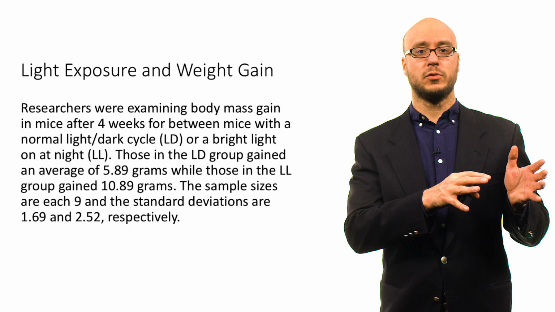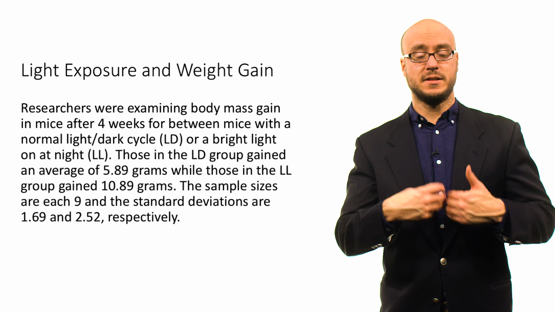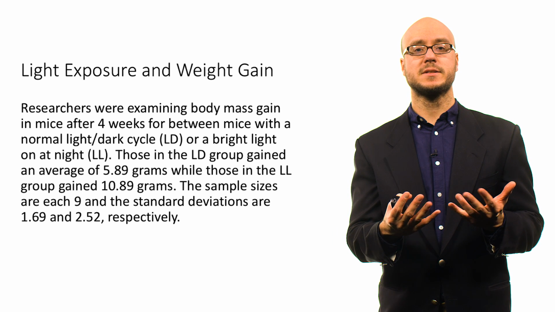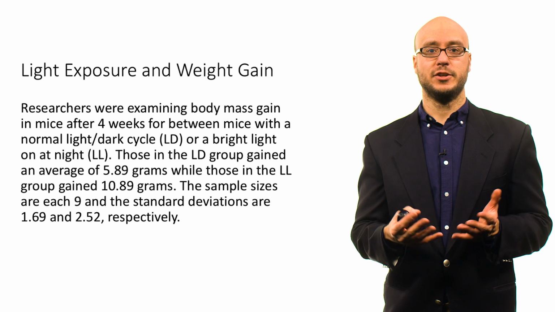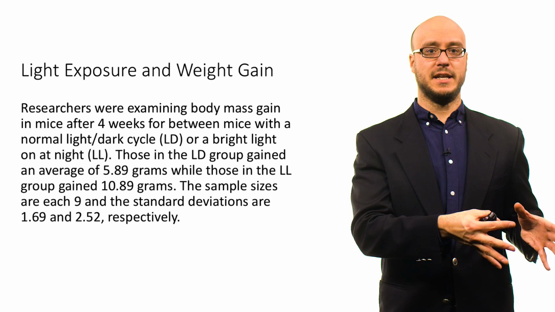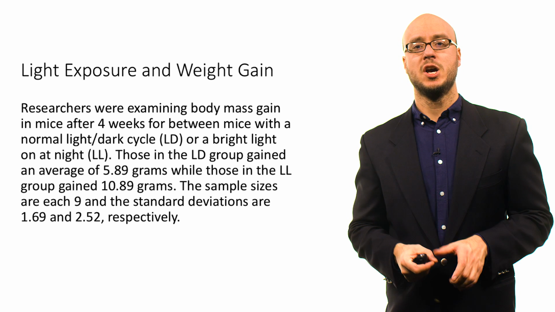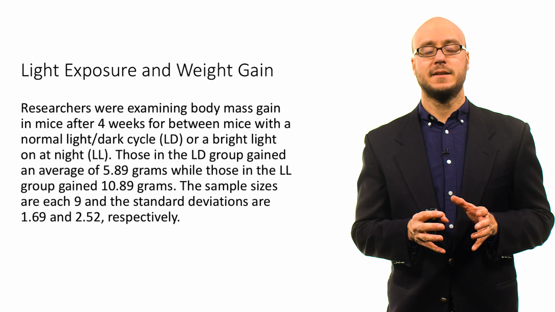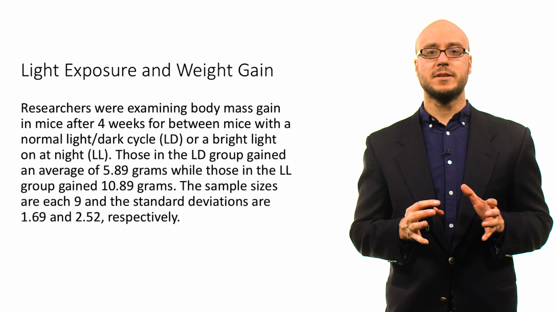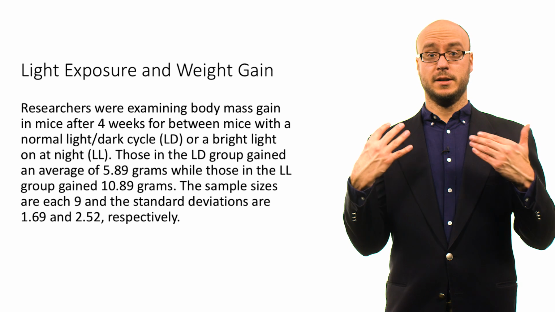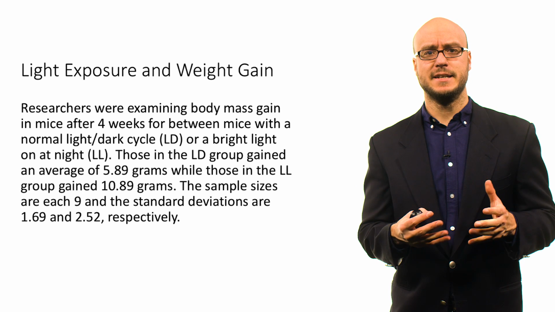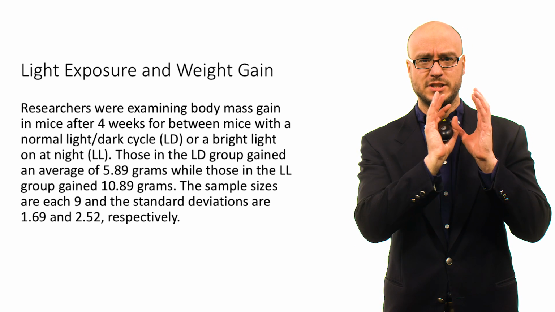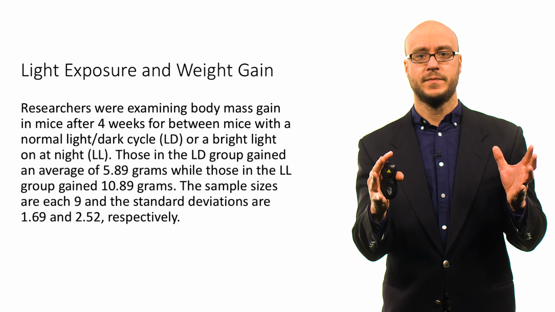The normal group, light and dark cycle, that's what you'd expect to experience if you didn't have access to any kind of electronics at night. You would just be exposed to light during the day and dark at night. While the bright light at night, the idea is that this kind of mimics what we are all exposed to in today's world when we use electronic devices at night. The idea is, what happens if you just give mice light all the time?